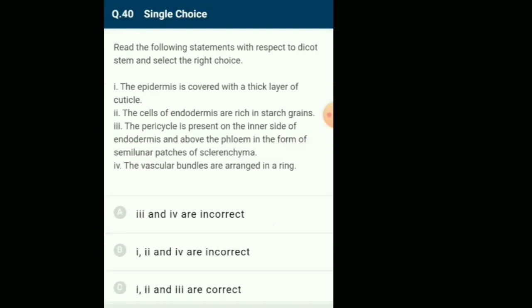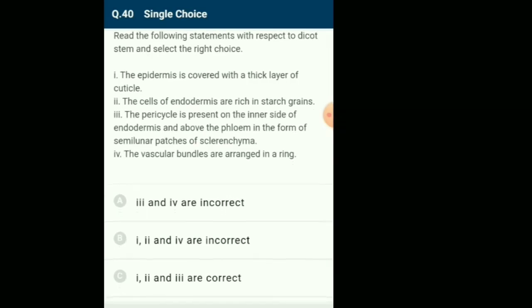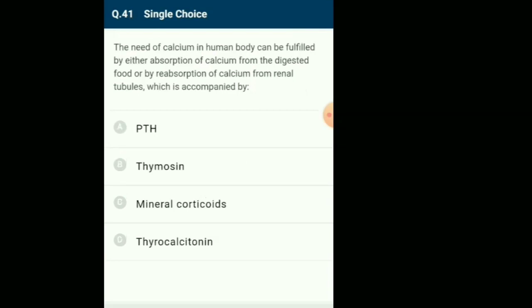Question number 40. Read the following statements with respect to dicot stem and select the right choice. Here 4 statements are given. In the dicot stem, the epidermis is covered with a thin layer of cuticle with a few trichomes. Except for option 1, all other options are characteristics of dicot stem. So the correct option for this question is option D. Second, third and fourth are correctly given. First one is wrong.